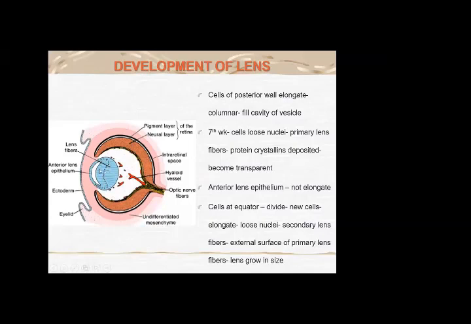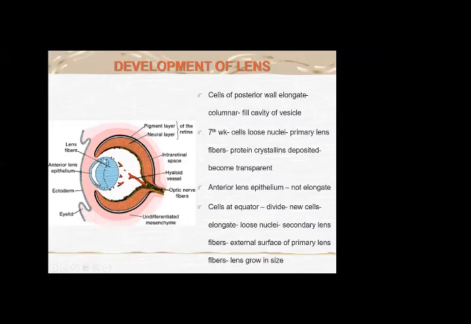With further development, proteins get developed into these enucleated cells, without nuclei. They get filled with protein, a crystalline kind of protein. That is why these cells, called lens fibers, become transparent. Okay? However, the anterior lens epithelium does not elongate. This continues to remain pure.